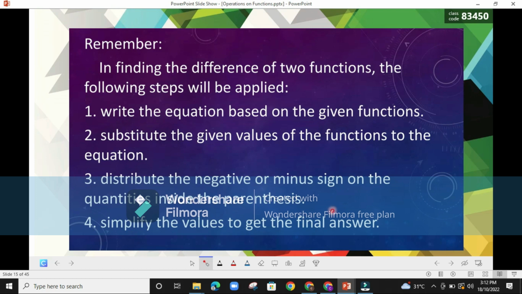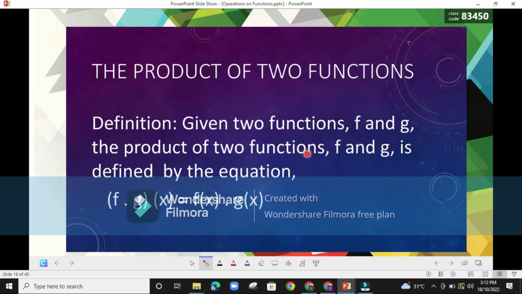So I hope that everything is clear in getting the difference of two functions or dealing with the operation subtraction between two functions. Okay, now let us proceed to the third operation. Now, the product of two functions. So we'll proceed to multiplication. So by definition, given two functions f and g, the product of two functions f and g is defined by the equation f times g of x is equal to f of x times g of x.